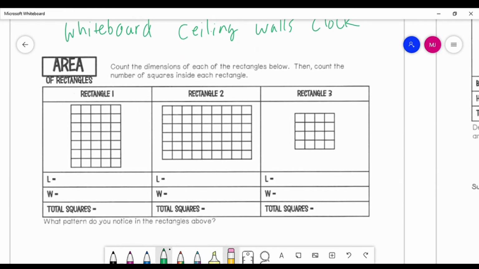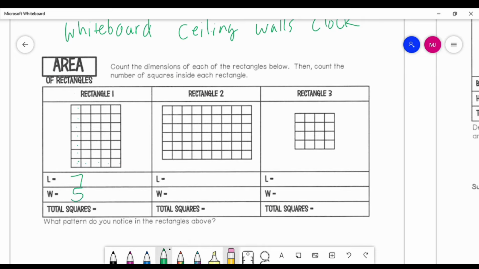Count the dimensions of each of the rectangles below and then count the number of squares inside. So here we've got length and width. It really doesn't matter which one you call length and which one you call width. We just need to be standard when we're talking about it together. Which one do you want to call length? Vertical. Okay. 1, 2, 3, 4, 5, 6, 7. Width. 1, 2, 3, 4, 5.